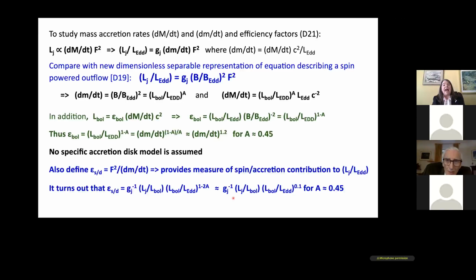So this goes along with your intuitive sense that Lj over L_bol gives you an estimate of the relative impact of spin and the properties of the accretion disk on the outflow. I'm calling it the spin to disk efficiency factor. But basically it's saying that the ratio of Lj over L_bol is providing a measure of the importance of spin relative to accretion for these sources.